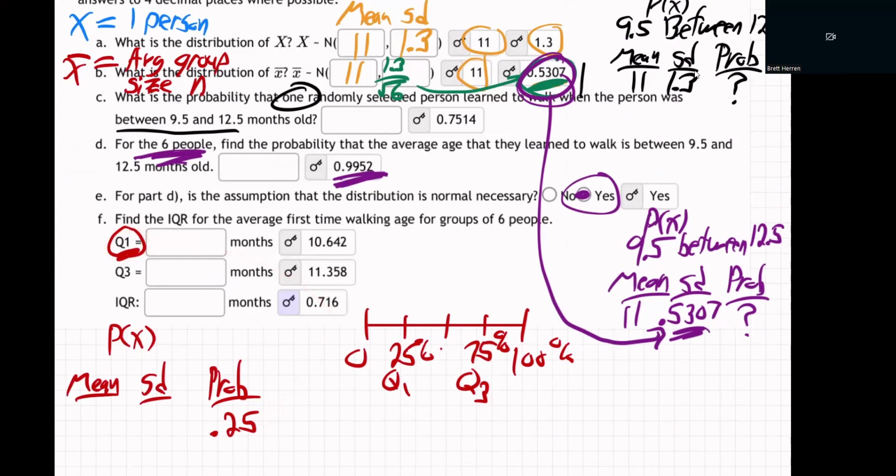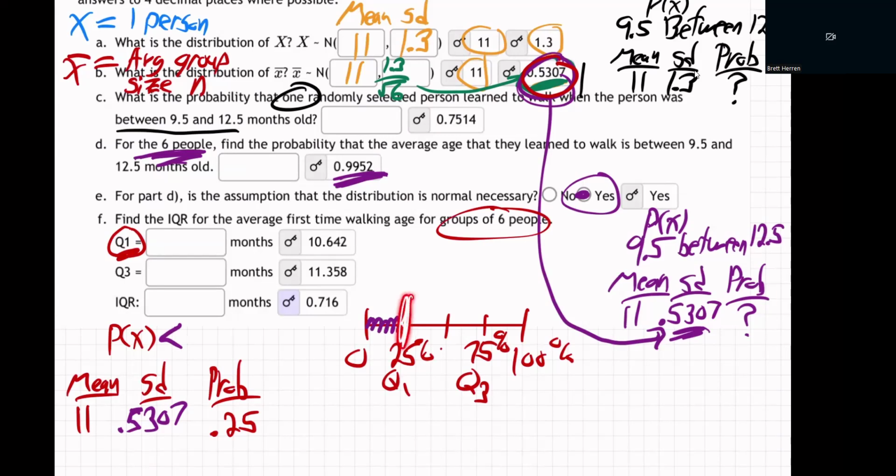And then put in the mean, which is 11 months. And now which standard deviation? We'll see it with the group of six. So I'm going to use this group one, 0.5307. Got to keep using the group one because we're talking about a group. So we use the group standard deviation there. Okay, put that in. And for P of X now, what are we going to do? We're going to choose less than, because 25% or less than, that's what it means to be at the Q1, right?